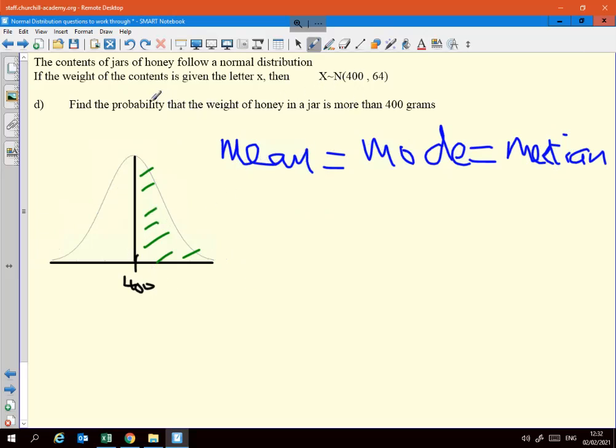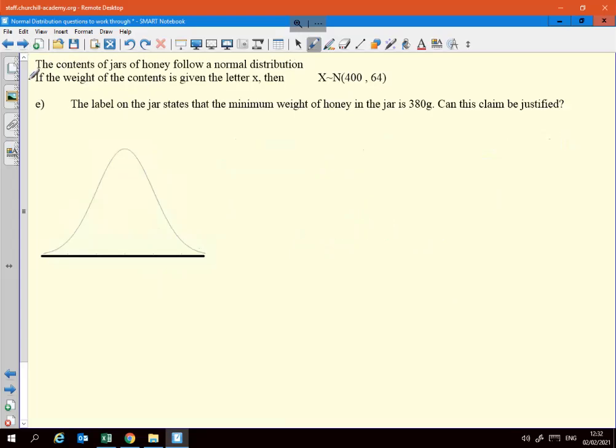So this question is, find the probability that the weight of honey in the jar is more than the mean or more than the median. Well, the median's bang in the middle. So more than that is just 50%. Don't need to do any more work than that. Half of the things are more than the median. So that's the quickest question you could ask. It would probably be worth 1 mark.